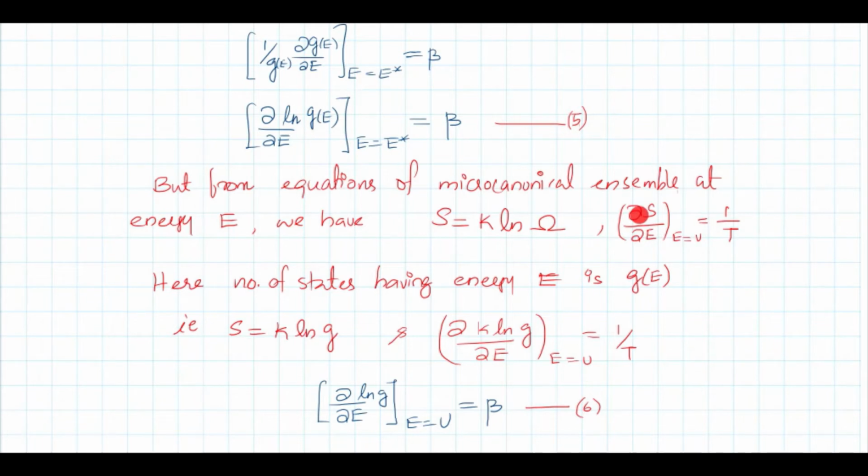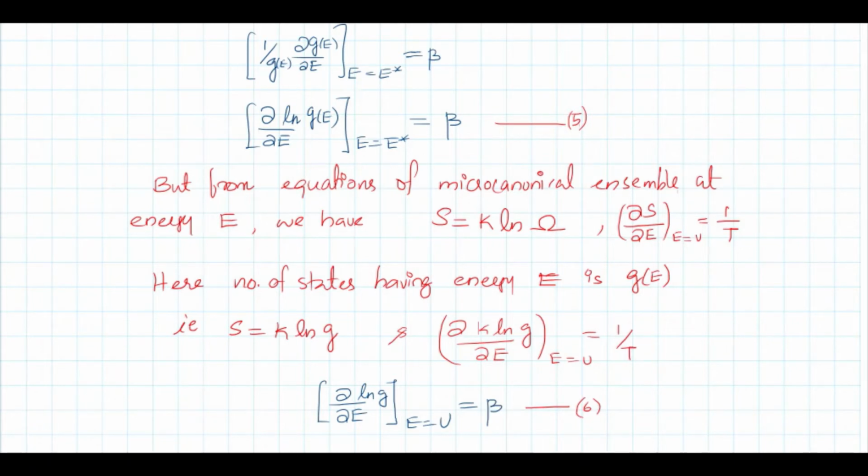I can write the second expression ∂S/∂E as ∂/∂E of K log G at E equal to U, equal to 1/T. Or you can take this K to this side, then it will be ∂/∂E of log G evaluated at E equal to U, equal to beta, because this K will go to this side, then it becomes 1/KT. 1/KT is beta. Call this equation 6.